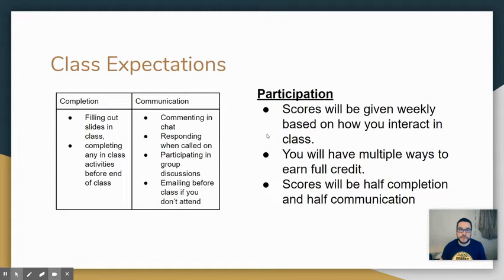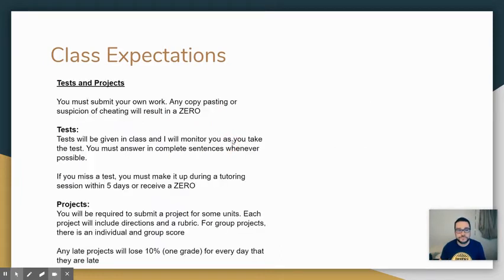For participation, it's going to break down into 2 categories, completion and communication. Completion is filling out the slides in class and completing any activities within class. And communication is going to be commenting and responding when called on. I have random named callers. If I call on your student, and they respond within time, even if they don't know the answer, as long as they're willing to talk to me and we can work it out, this is just making sure that they're paying attention and engaged with the lesson.